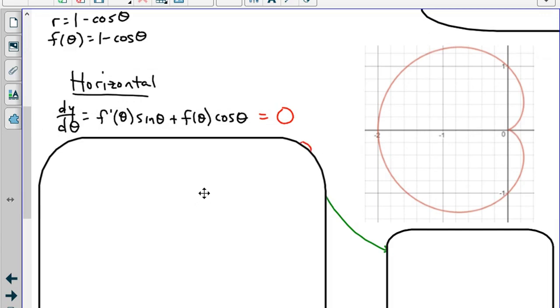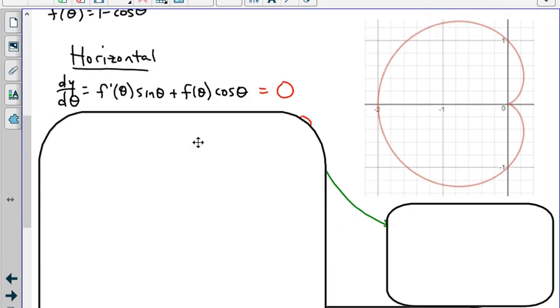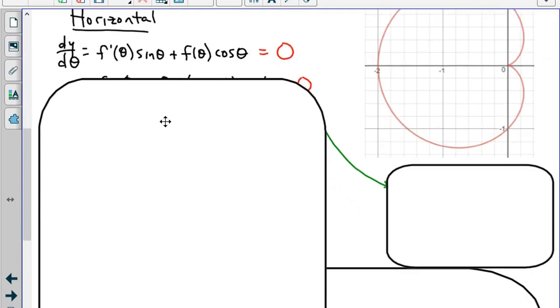So horizontal tangent lines. Horizontal tangent lines occur when dy d theta equals 0. Let's think about why that is. If we are plotting a graph in polar, something will be horizontal if, as theta is sweeping around, my change in y is 0. So that's going to be probably around here and around here. Okay, so those are likely our situations where we're going to have horizontal tangent lines. Our job now is to figure out the theta values where that works.